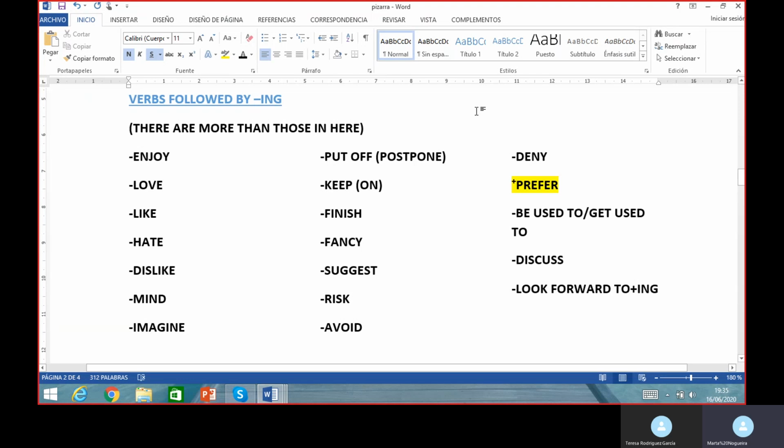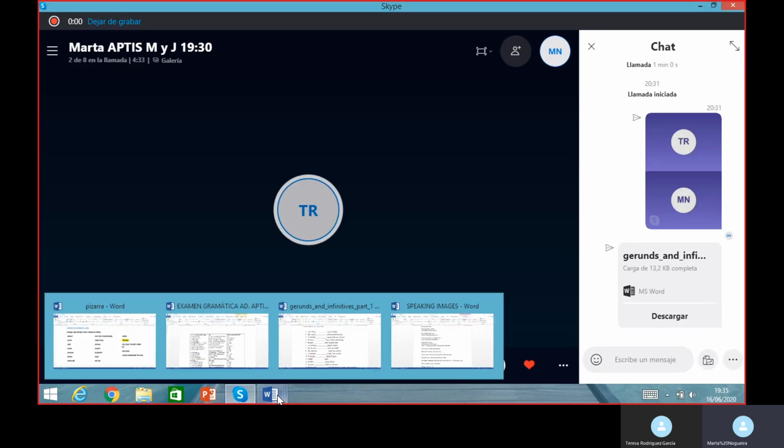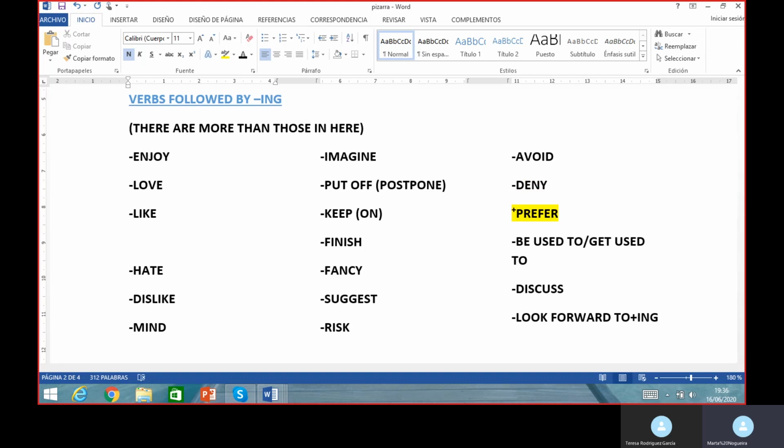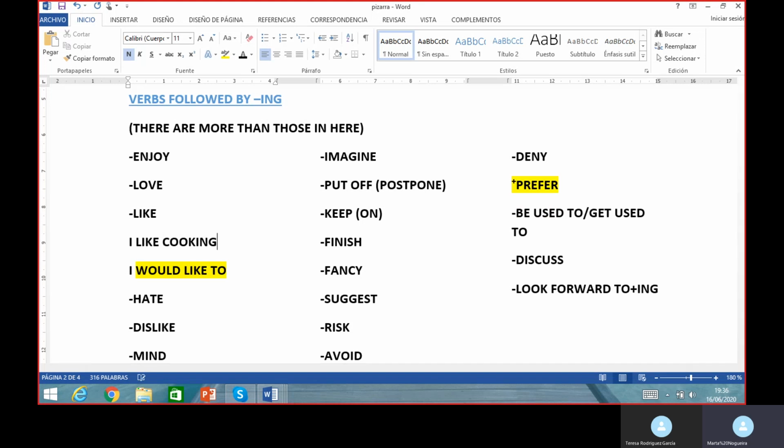Okay, I suppose that you remember this. Let me see if there's someone else in the class. No. Just for you to see that these verbs are always going to be followed by ing. When you say I would like, you're going to put to. Okay, so be careful with this. When you say I would like, me gustaría, you're going to put to. But if you say I like cooking, you put the ing form. This is the difference in this case.